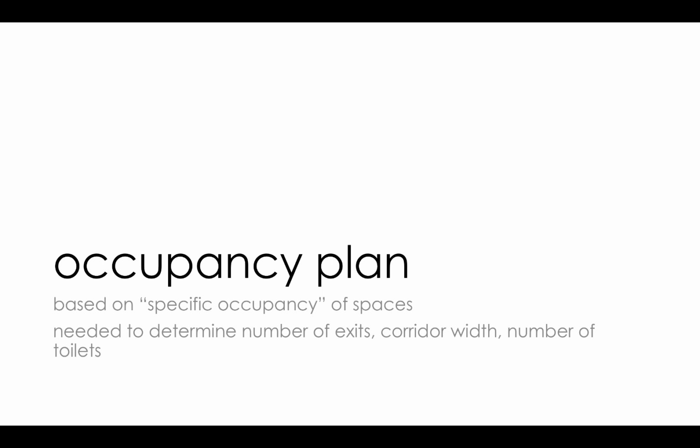And if you think about it, if you have a project with a storage room, there's probably not a lot of people in that storage room. But if you have a dance floor, there are going to be a lot of people there. So you'll want to use the correct specific occupancy. And that number of occupants is what's needed to determine the number of exits required in the project, corridor width, number of toilets, number of doors, all this kind of stuff. So we need to know that number, and you actually do need to do it early on.